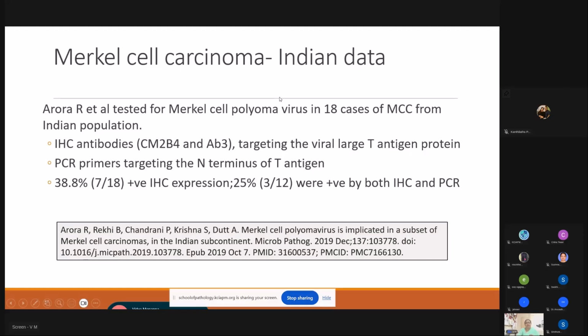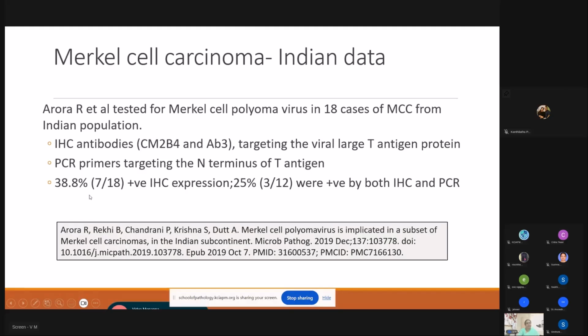Yes, this was what I was telling. Indian data. There was one article published in 2019 in the microbial pathology journal, where they tested for the Merkel cell polyoma virus by immunohistochemistry and using PCR in 18 cases of Merkel cell carcinoma from the Indian population. The specific antibodies that were used were CM2B4 and AB3, and PCR also was targeting the N terminus of the T antigen.